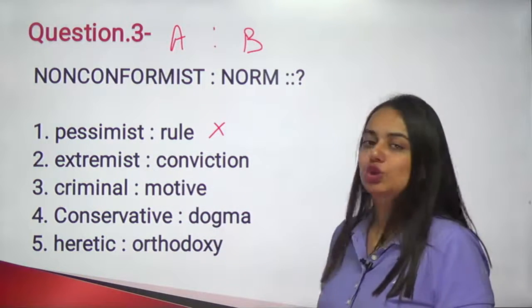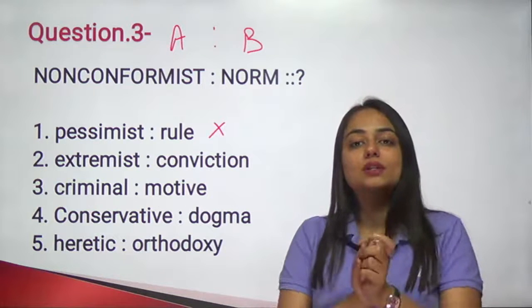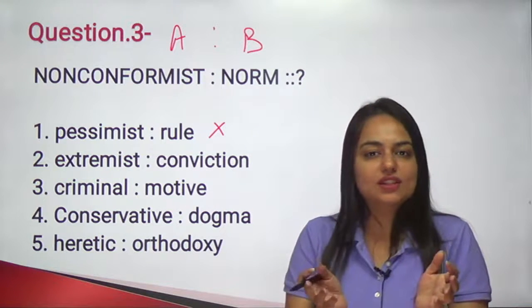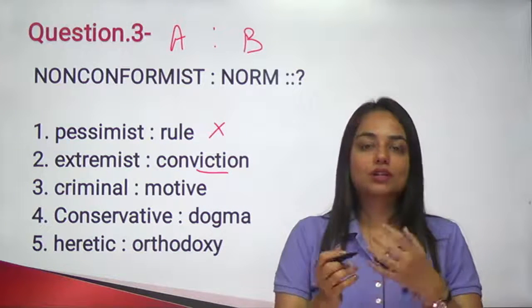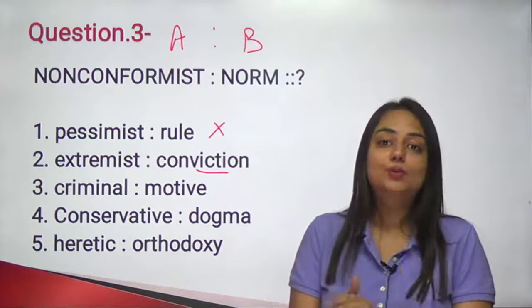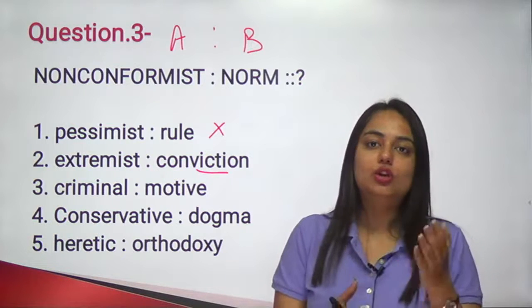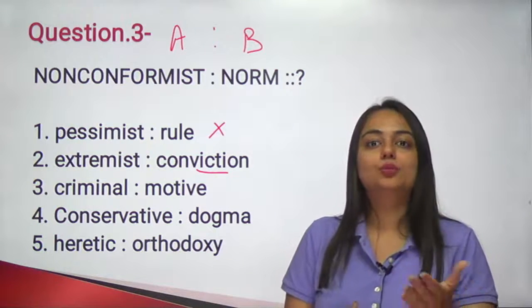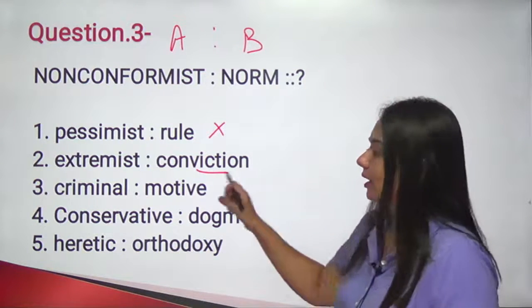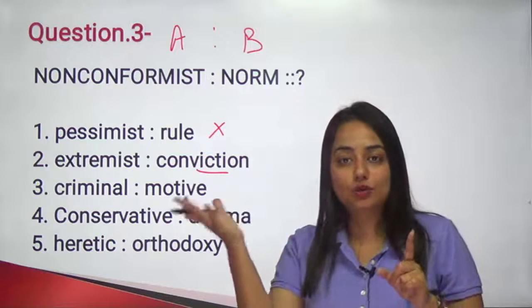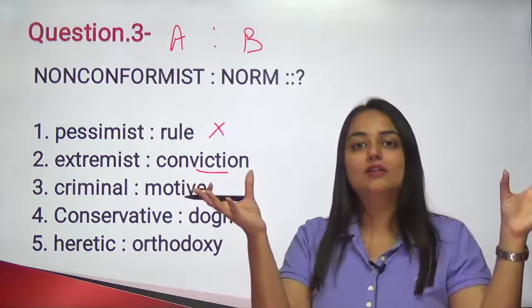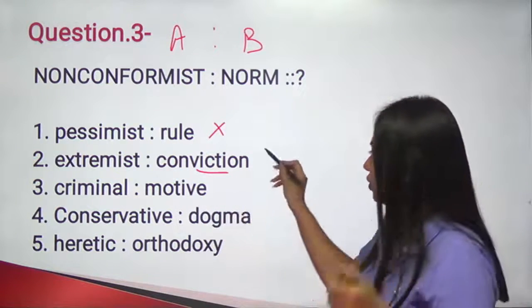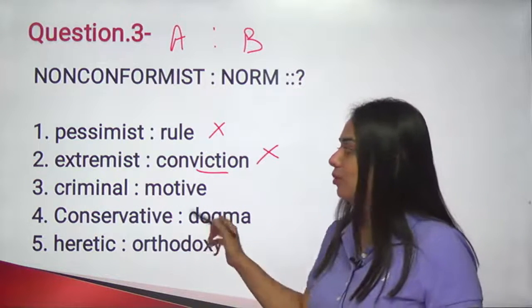Extremist and conviction. An extremist is a person who very staunchly believes in certain principles, and conviction is when a person is proven guilty of the crime he or she is there to answer for. So again, there is no relation between an extremist, who would go to extreme extents to follow a certain principle, and conviction, that is proven guilty. No relationship.